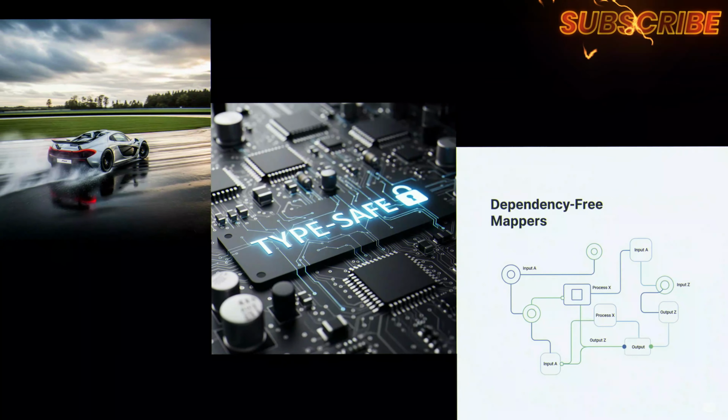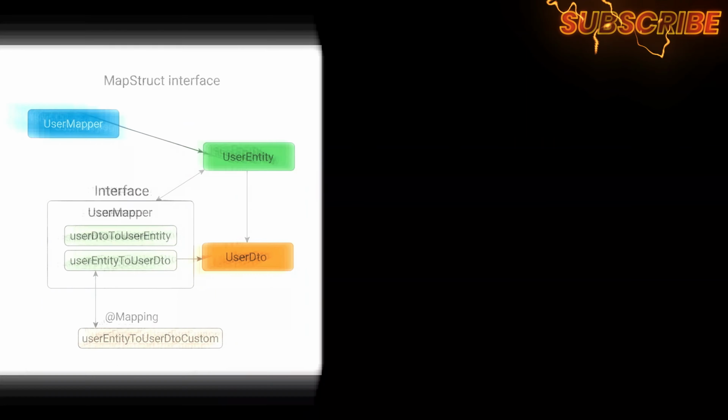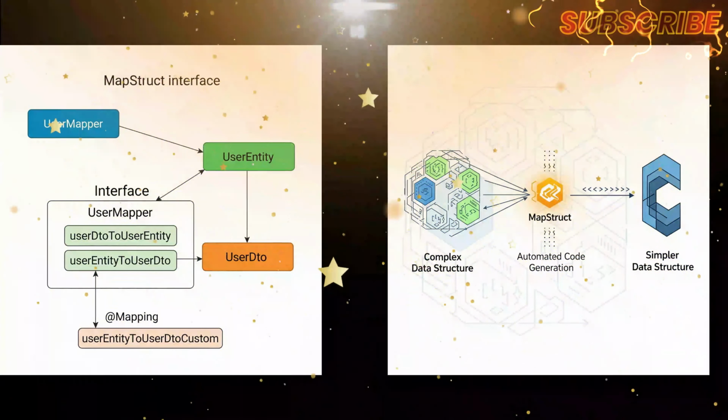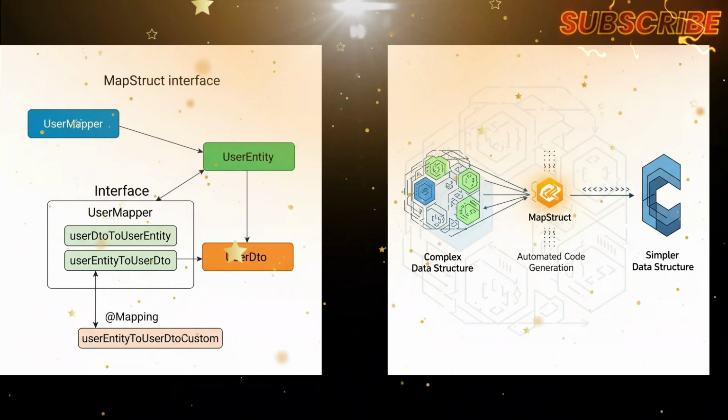Now how it is going to solve the problem is, instead of writing the manual mapping code, you define an interface which is going to have the mapping methods, and MapStruct is automatically going to generate the implementation during the build process. So this is how it internally works when it comes to MapStruct.